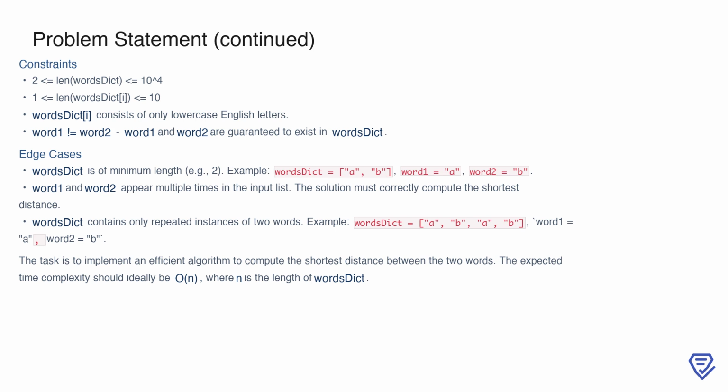For edge cases, think about scenarios like when wordsdict has the minimum length of 2, such as a, b, where word1 is a and word2 is b. Another situation is when word1 and word2 appear multiple times in the list. Your solution must ensure it finds the shortest distance, even with repeated occurrences. For example, if wordsdict is a, b, the algorithm must correctly compute the shortest distance between a and b. To tackle these cases efficiently, the solution should ideally run in O(n) time complexity, where n is the length of wordsdict.